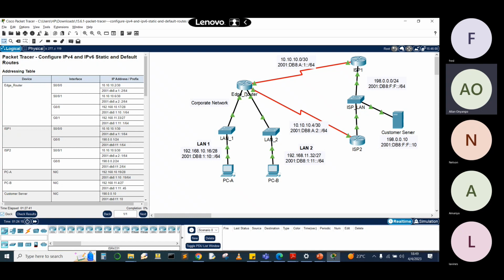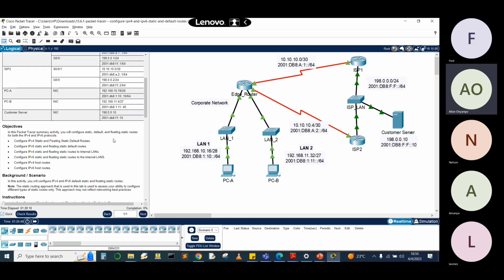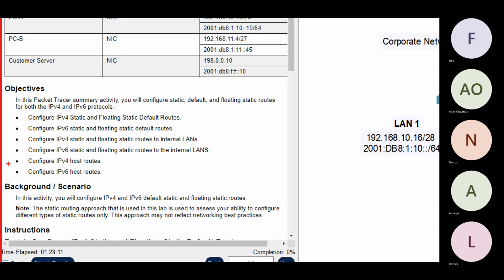A router called edge router connected to LAN 1, LAN 2. The edge router is still connected to ISP 1, ISP 2, and ISP has a connection here, which is connected to a customer server right here. And so this network is going to be configured with static routes here. I want us to pay attention and see how we can make sense of this network. Now, we are going to configure the following.